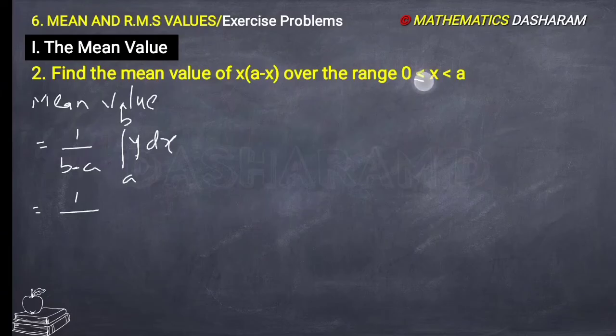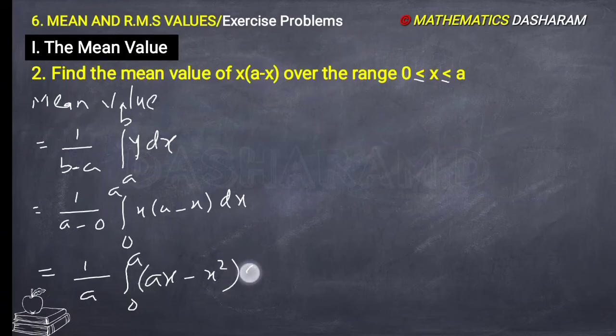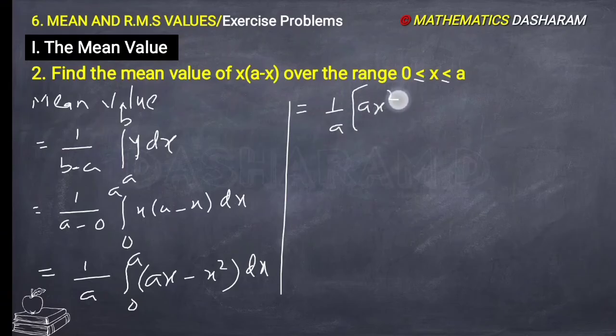So the limits are 1 by a minus 0 integration 0 to a, and here the y value, y means the given curve, that is x into a minus x dx. So it is equal to 1 by a minus 0, which is a, integration 0 to a, x multiplied inside, ax minus x square dx. Now it is equal to 1 by a integration of ax is a into x square by 2 minus x cube by 3, 0 to a.